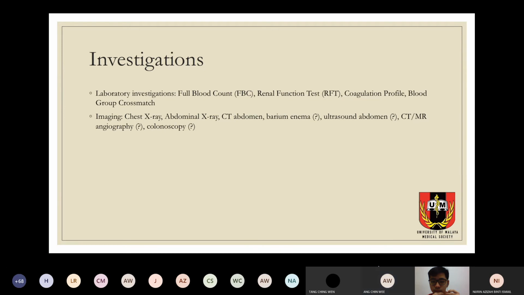Ultrasound, I'm not sure. Maybe open to the floor. Yeah, open to the floor. Any idea about ultrasound? Ultrasound to look at vessels, looking said. Okay.